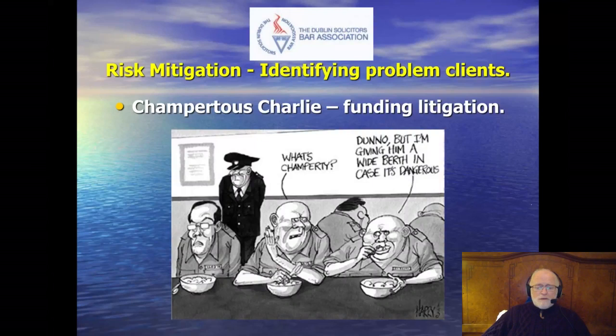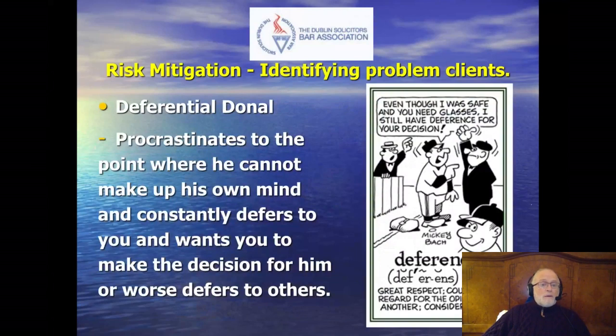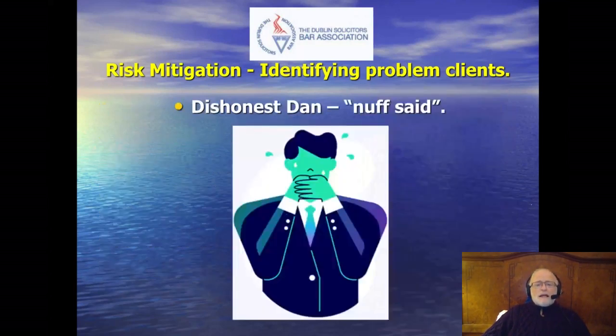Champertous Charlie, be very wary about funding litigation. The person who's, for their own reasons, backing somebody in terms of taking litigation. Champerty is still illegal in this country. Beware of Deferential Donal. They procrastinate to the point where they can't make up their own mind and constantly defer to you and want you to make the decision for them, or worse still are deferring to others, and that could be Champertous Charlie, or it could be a spouse or a family member. So you've got to be very careful, particularly in situations with older clients, for something like that.